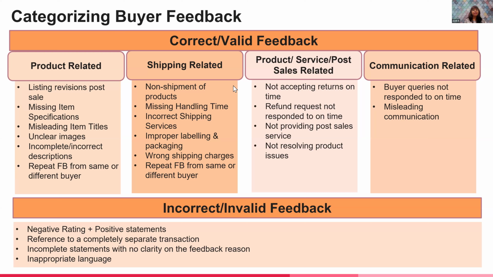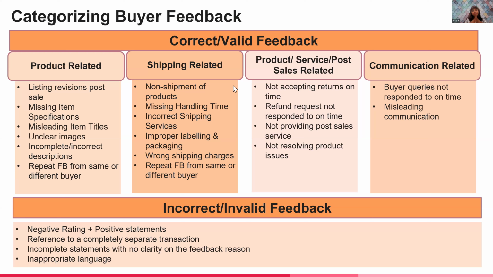Talking about shipping related, so any comment that the buyer leaves you for a negative or neutral is with regards to the shipping. For example, seller not shipping the items, seller missing on the handling time, providing or choosing incorrect shipping services, improper labeling and packaging, wrong shipping charges by the seller, and once again, there are shipping issues for the same product or from different buyers or from the same buyer.